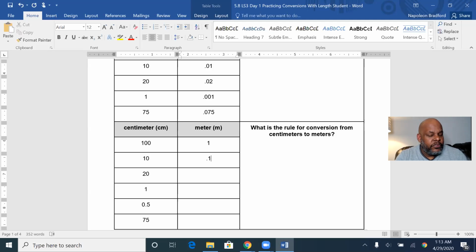All right. So if it's 1/10 for 10, how many will it be for 20? I think you got it. It's going to be 2/10. How many do you think it's going to be for 1? Well, if it takes 100 to do 1, 1 is 1/100th of 100. Y'all are getting the hang of it.